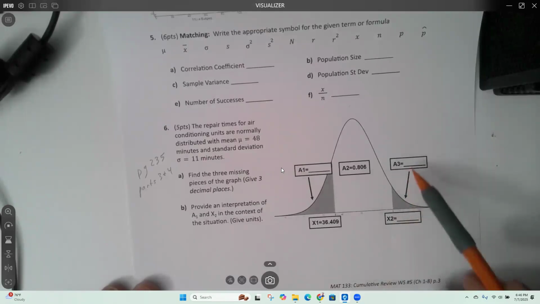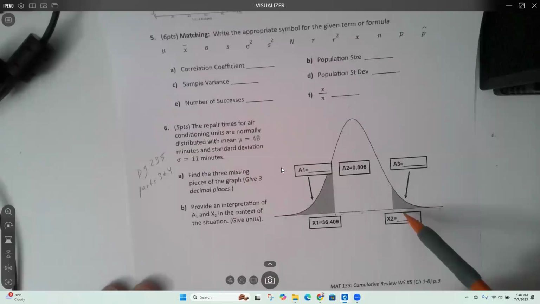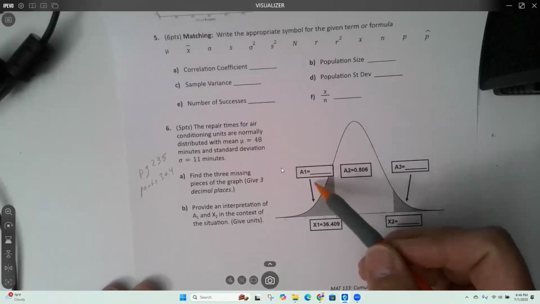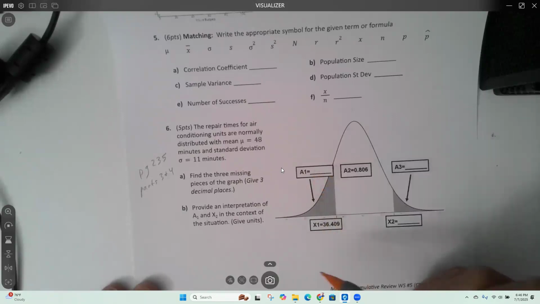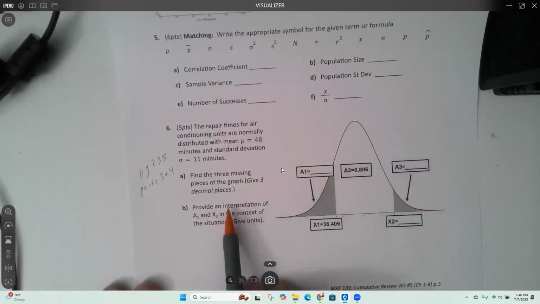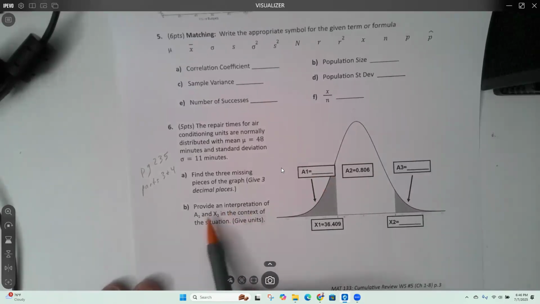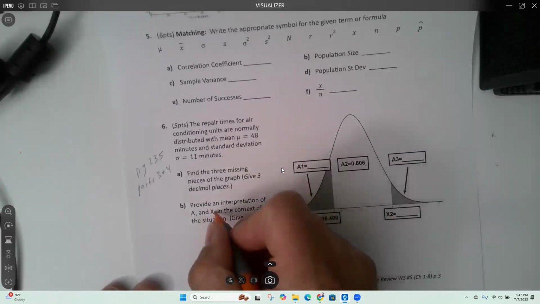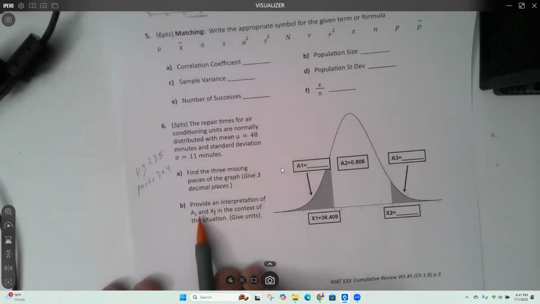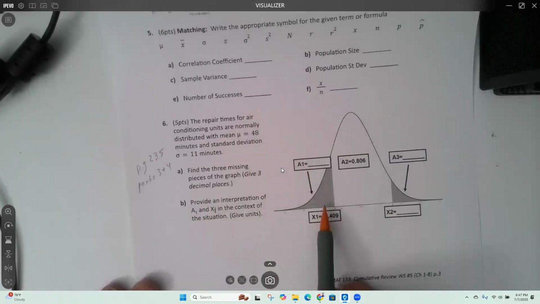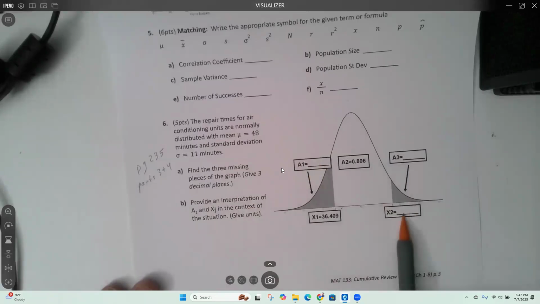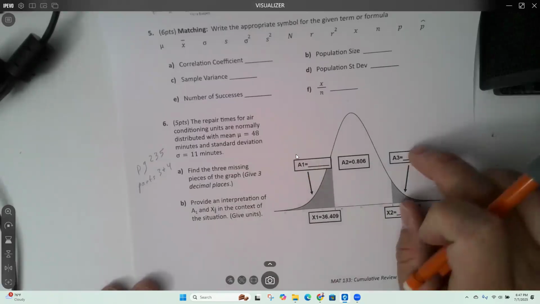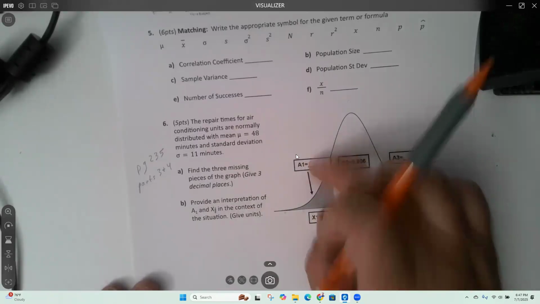So you can't start here because I don't know either of these two numbers. I could start over here with this one because I have my x value and I can find my probability first. Okay. Provide an explanation of A1 and X2. So A1 is this guy, X2 is over here. That's not correct. This is a typo. This should be A1 and X1. A1 is not related to X2 at all. These two are related. These two are related. Okay.